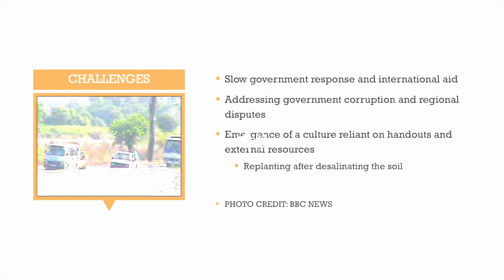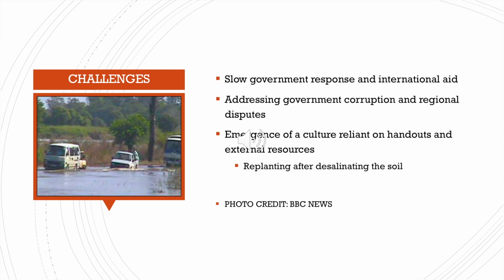Problems such as slow response, low GDP per capita, government corruption, and regional disputes prolonged the suffering of the people of Mozambique. These challenges brought up concerns over the emergence of a culture which relied on handouts and external resources in managing natural disasters. The government and NGOs worked together to find ways of resettlement and reconstruction that focused on self-reliance and early response. For example, as soon as the flooding was over, the soil was desalinated and cleaned for replanting.